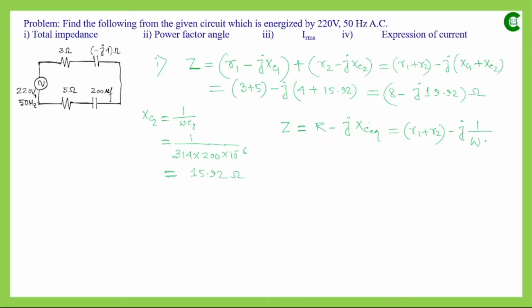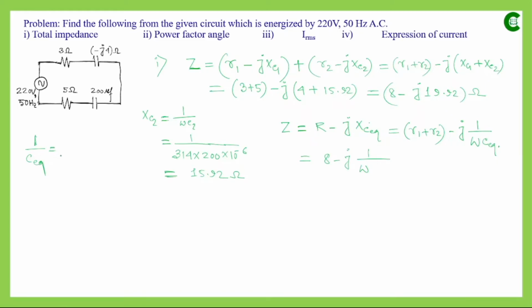We can write 1 by omega C, and this C will be the equivalent capacitance of these two capacitances. So R1 plus R2, again it will be 8, then minus j, and 1 by omega. Since these two capacitances are connected in series, we follow this relationship.